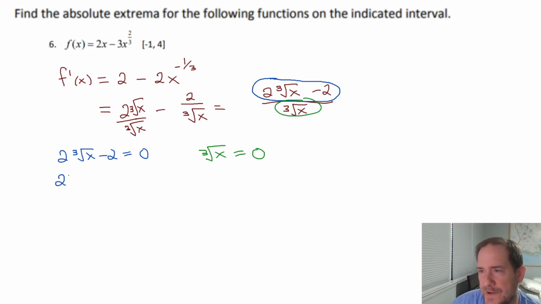So for this guy, we get 2 times the cube root of x equals 2, because we'll add 2 to both sides. We'll divide by 2 to get the cube root of x equals 1. Then we'll cube both sides, and we'll get x equals 1.